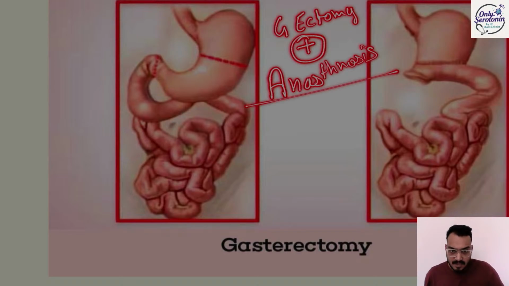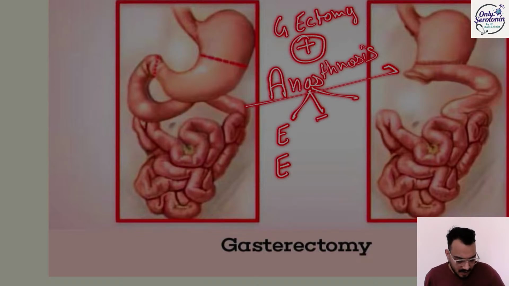Guys, anastomosis is of three types. You can do end to end anastomosis, in that you are taking the end part of both organs. Another one is end to side anastomosis, in that you are taking one organ's ending and another organ's side part, and then you can do side to side anastomosis, in that you are taking side part of both organs, right?